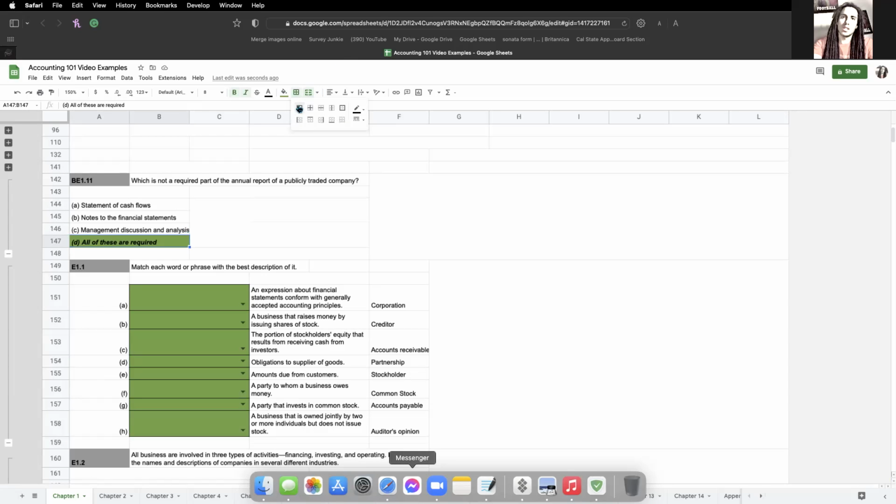So the statement of cash flows, that explains the change in cash flow from period to period. The notes to the financial statements can disclose any information such as the interest rate or a change in the company's cost flow assumption in terms of inventory. The management discussion and analysis is used to analyze the data, the financial statements, to try to make any improvements.